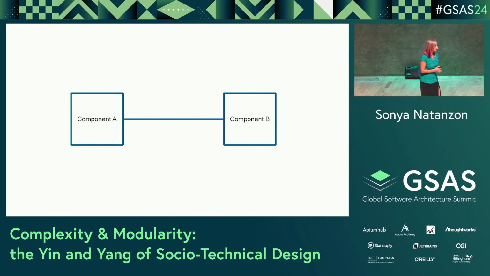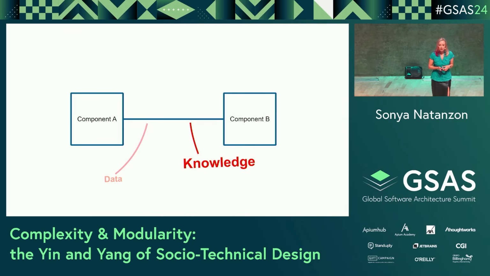Imagine you have two components that are connected. Doesn't matter what they are, doesn't matter how they're connected. The fact that they're connected means that they're exchanging something. And that something is data. One component might ask for some information from another one, or it might instruct it to do something. But data is not really the most interesting thing that they're exchanging. There's a slightly different kind of energy to what they're sharing. And what they're sharing here is knowledge.